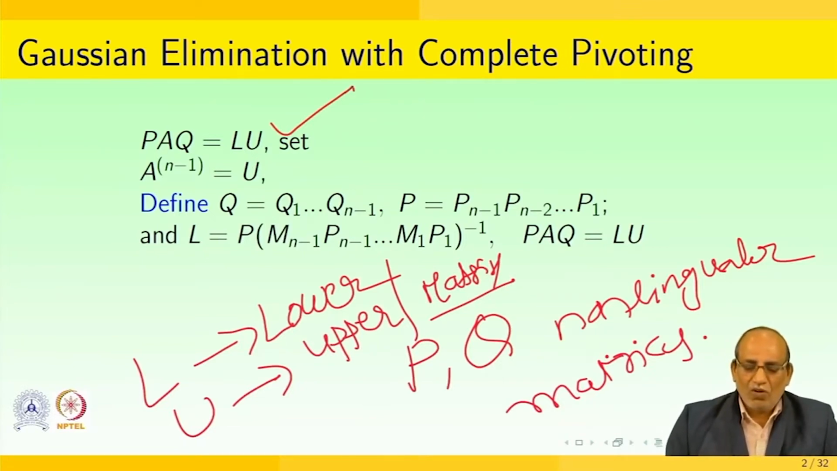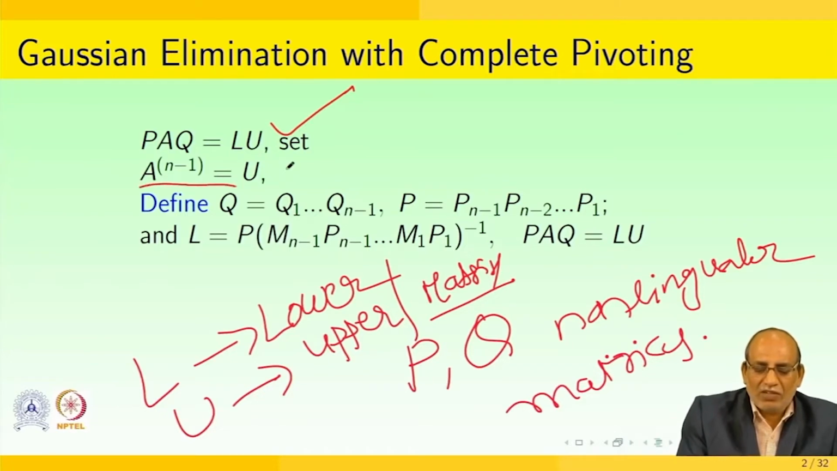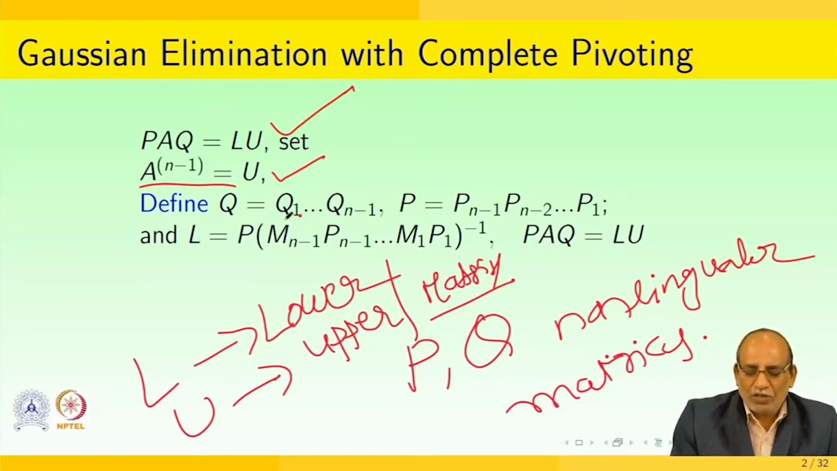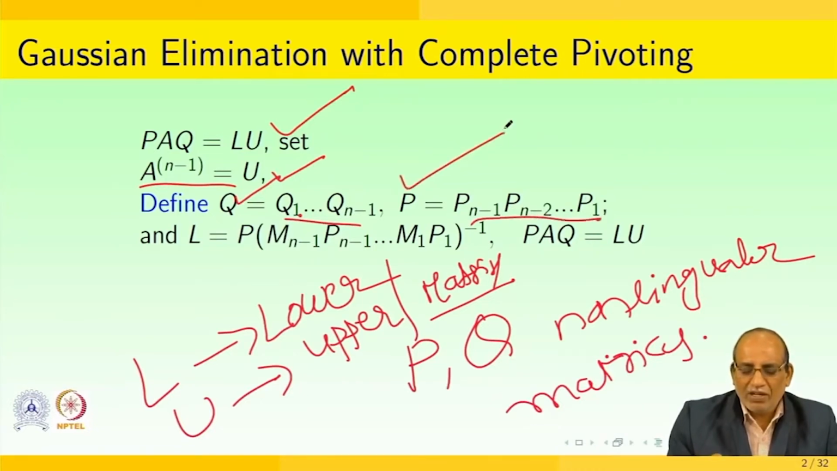Now set A_{n-1} equal to U, the upper triangular matrix. We define a series of matrices Q1, Q2, Q3, ..., Q_{n-1}, which I call Q. Similarly, P_{n-1}, P_{n-2}, ..., P1, which I call P. See the difference here: the Q matrix starts from Q1, Q2, Q3 up to Q_{n-1}, whereas P is P_{n-1}, P_{n-2}, P_{n-3}, down to 1. That is, one keeps decreasing and the other keeps increasing. And L is the lower triangular matrix.